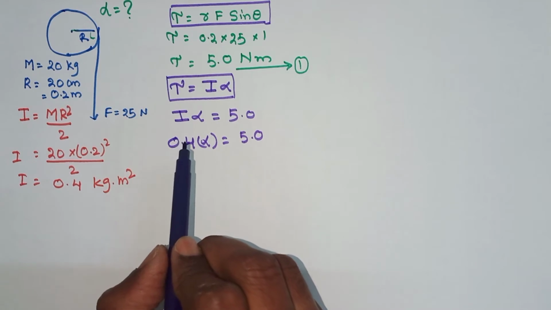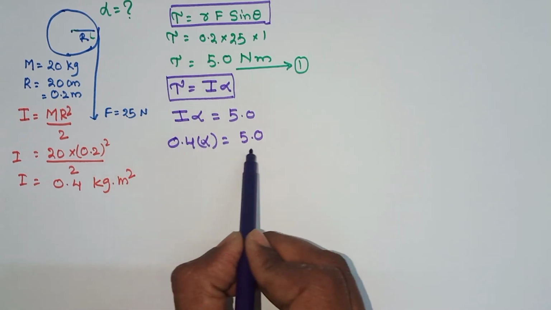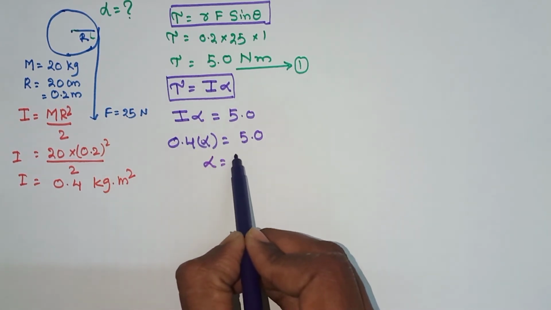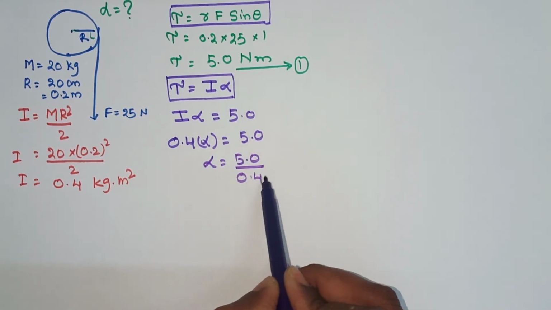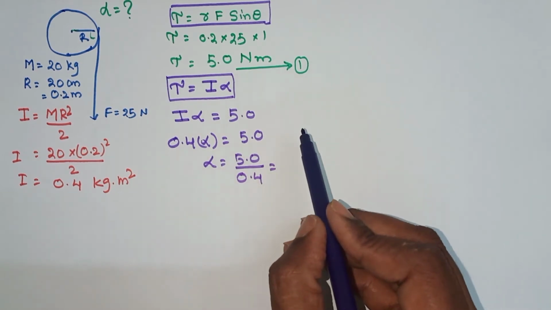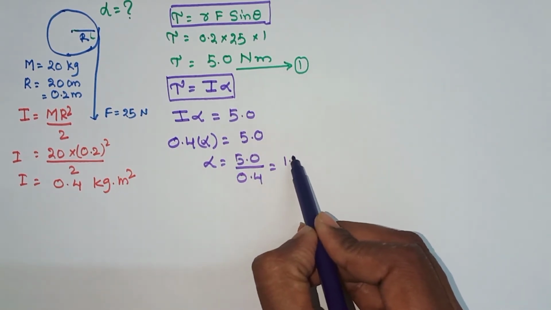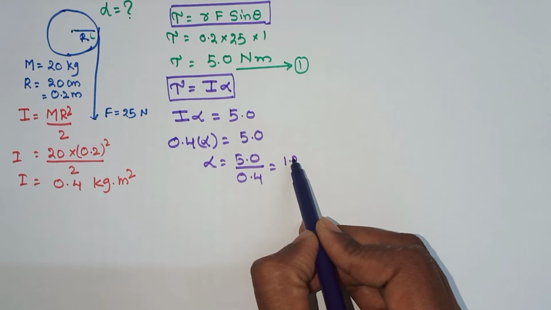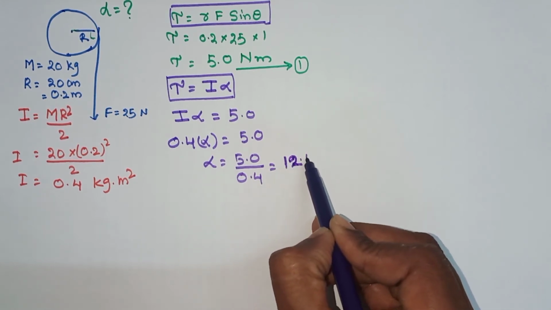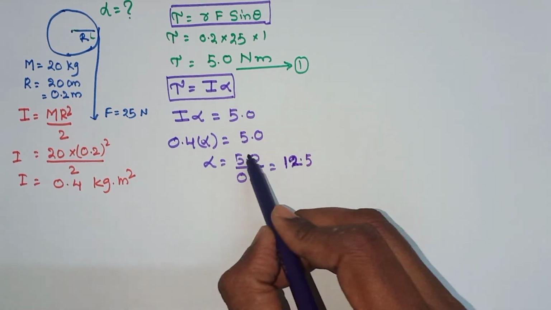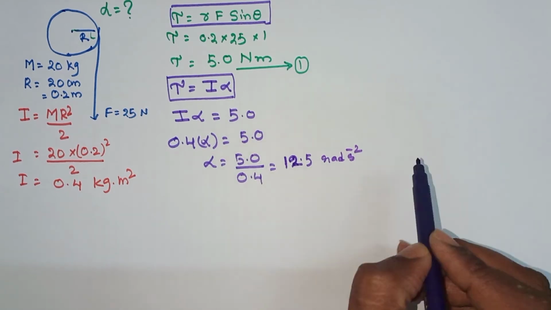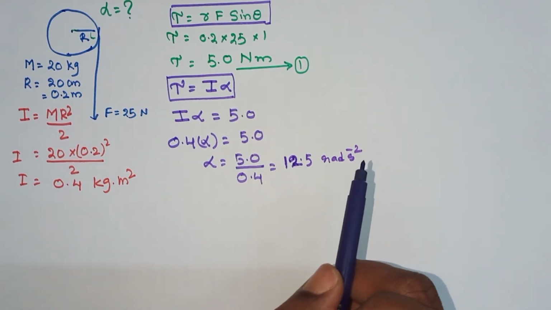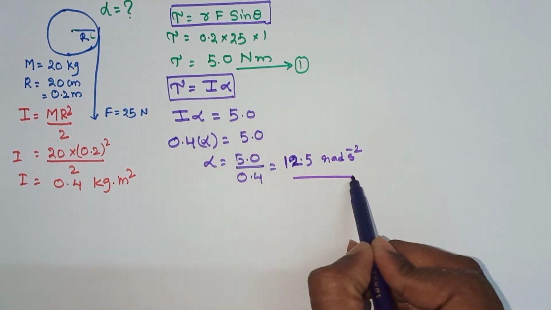right? Now what is alpha here? Just 5.0 by 0.4, which is written as 12.5 radians per second square, or simply per second square. This is the first one we obtained.